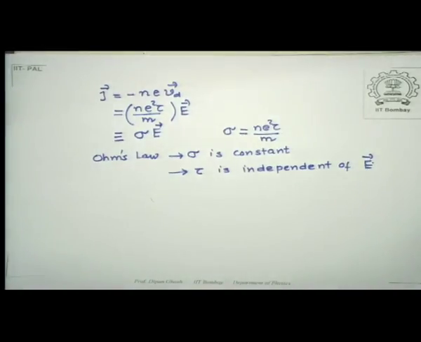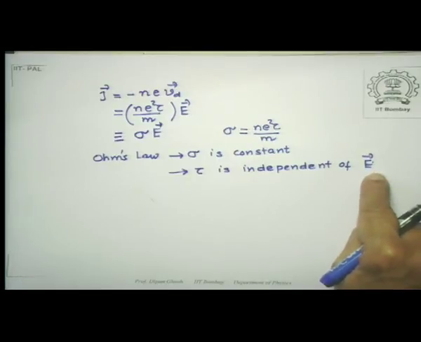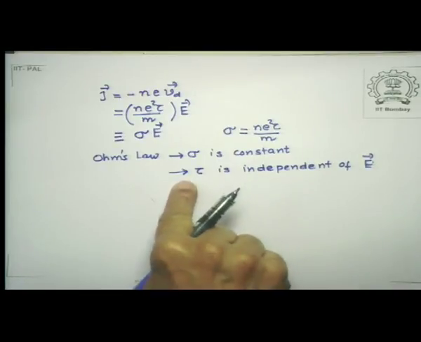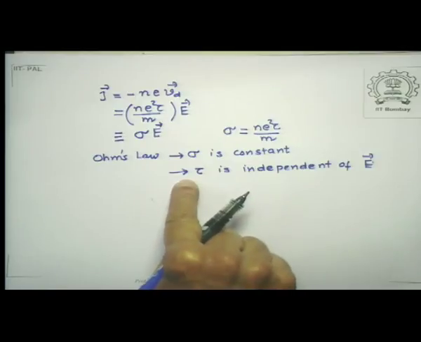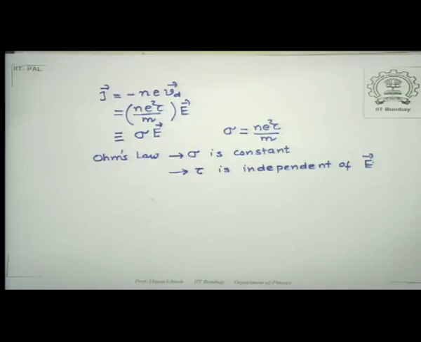Now, this is quite reasonable because we have seen that the electron velocity distribution is independent of an electric field, and tau, which is the time between two successive collisions, would depend upon the electron velocity distribution and not on the electric field. And this is the microscopic reason why Ohm's law remains reasonably valid. Now, I will conclude this with an example.